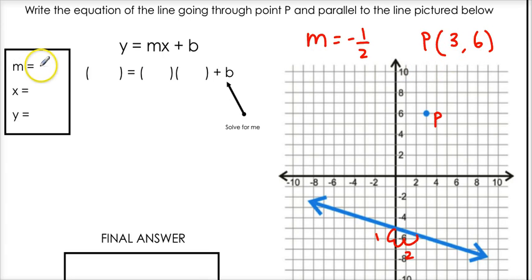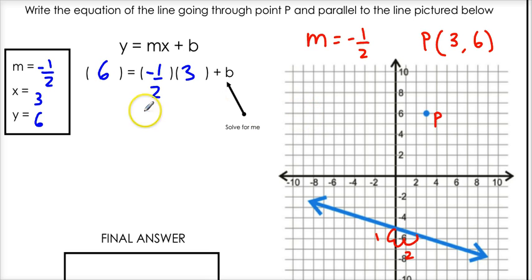So let's move that over here, which we've been using. Let's identify our slope as negative 1/2. Since it's going to be parallel, we use the same slope, and it has to go through 3, 6. Well, that's all we had to do. Now we just go on and solve it like we've been doing. So let's plug it in. Y is 6, m is negative 1/2, and x is 3.